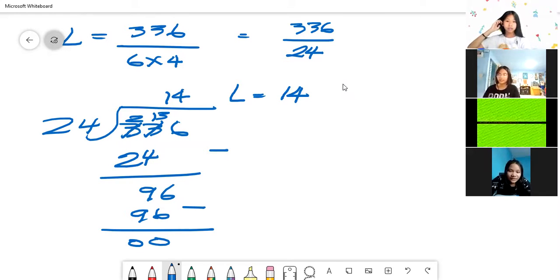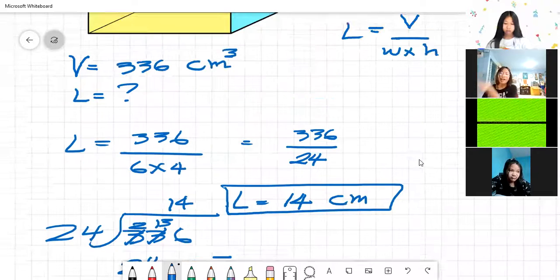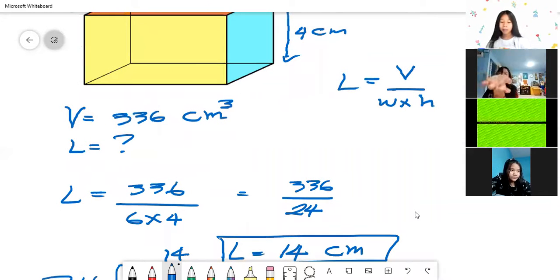14. 14 what? 14 cm, centimeter. Centimeter only. That is not a volume. No cubic.